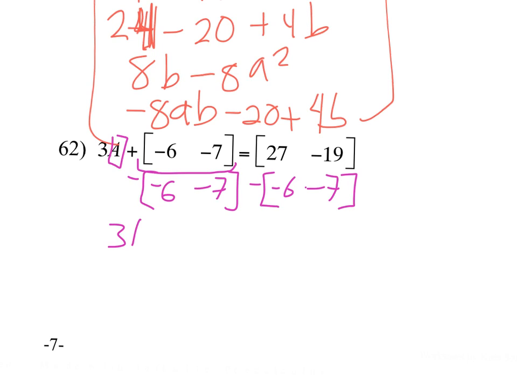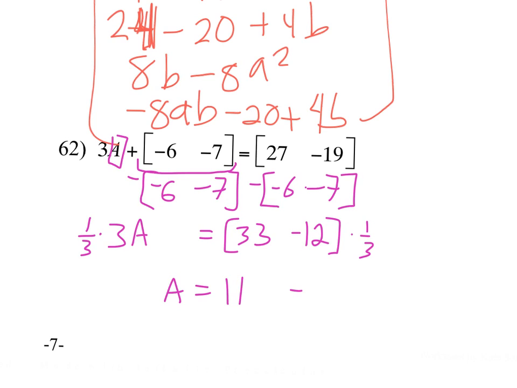So we get 3A, and it's really plus 0, but we don't need to write that. 27 minus negative 6 is going to be 33. And negative 19 minus negative 7, that's going to be negative 12. Okay, now I'm going to multiply both sides by 1/3 to get rid of that 3. And we end up with A is equal to [11, negative 4] as a 1 by 2 matrix.